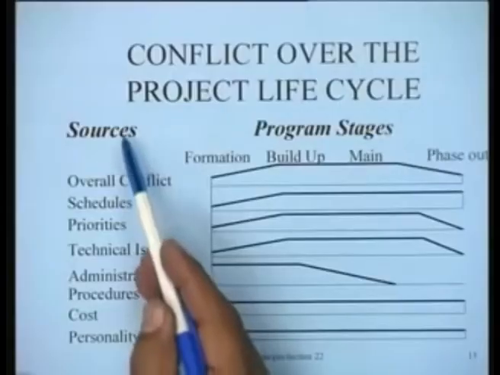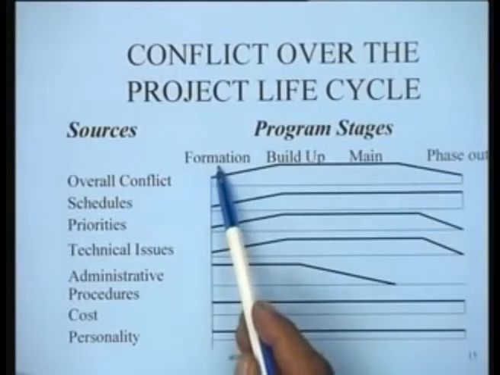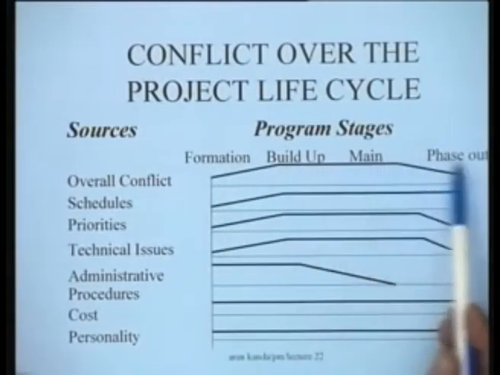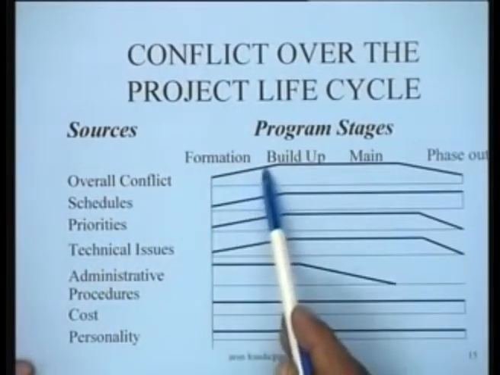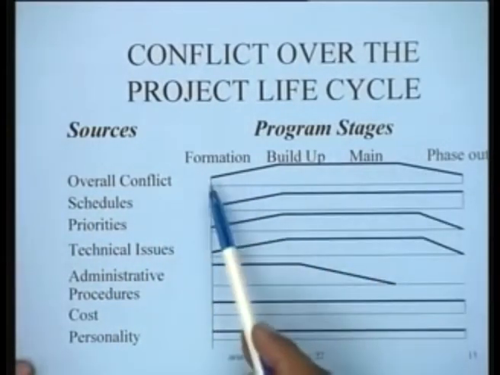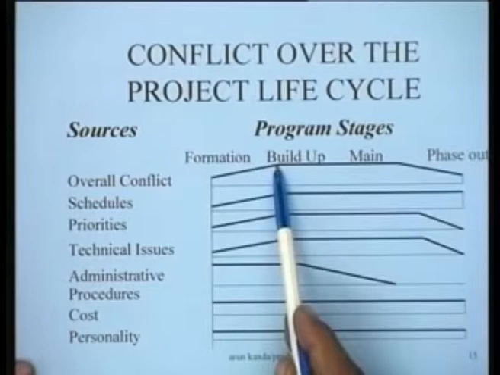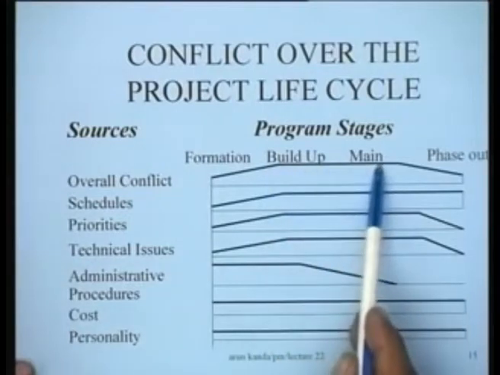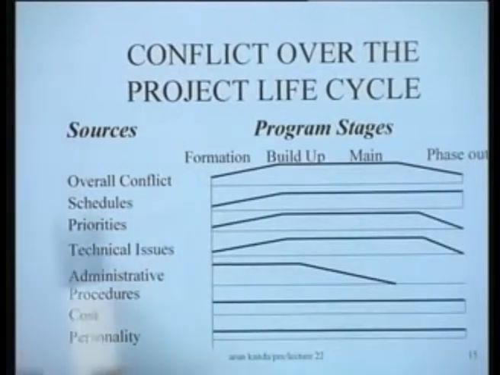There could be various sources of conflict, and this is the project life cycle, starting from the formation of the project to the build up, to the main phase, to the phase out. Typically, the overall conflict graph is like this. Studies have shown that there is little conflict in the beginning, it rises at the build up stage, it is maximum, it remains more or less constant till the main phase, and then in the phase out the total conflict drops in this particular manner.